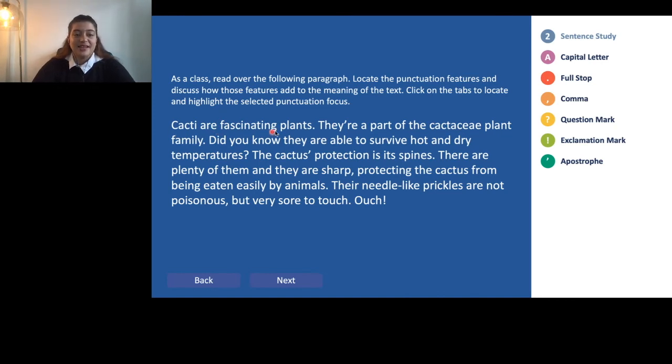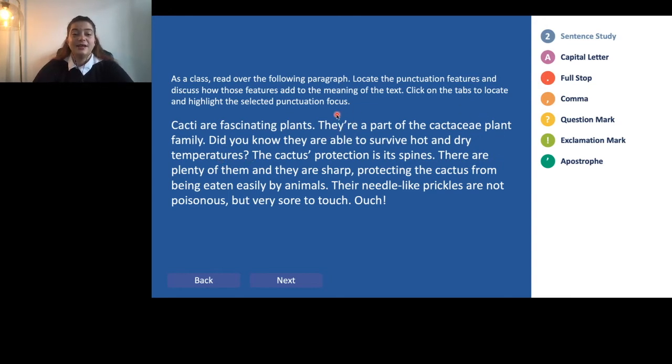Cacti are fascinating plants. I think we're pretty easy on this one. Having a look, we've got 2 types of punctuation here. Yep. Good. We got a capital letter, and then at the very end, lovely full stop. They're a part of the cactusy plant family.